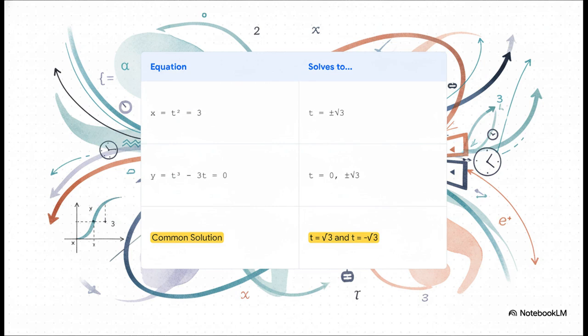Okay, step 1. We set our x equation to 3 and our y equation to 0. The x equation, t squared equals 3, gives us t equals plus or minus the square root of 3. Pretty simple. The y equation, t cubed minus 3t equals 0, gives us t equals 0 or plus or minus root 3. So what are the times that satisfy both equations? It's t equals positive root 3 and t equals negative root 3. And there's our proof. The curve is at the exact same spot at two totally different times.